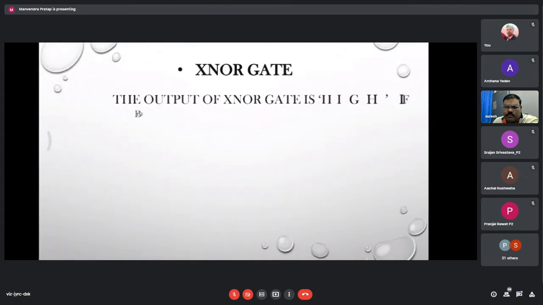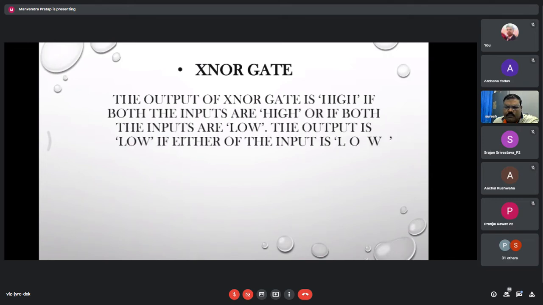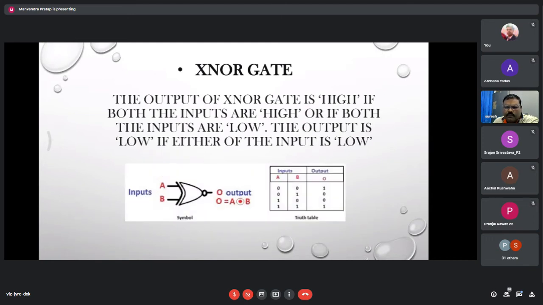Exclusive NOR gate. The output of an exclusive NOR gate is high if both the inputs are high, or if both the inputs are low. The output is low if either of the inputs is low. Here is the symbol of the exclusive NOR gate. It's made with the combination of an exclusive OR gate, and in addition to it, we add the NOT gate. Then it becomes the exclusive NOR gate. So the truth table includes the values which are just opposite of the exclusive OR gate.